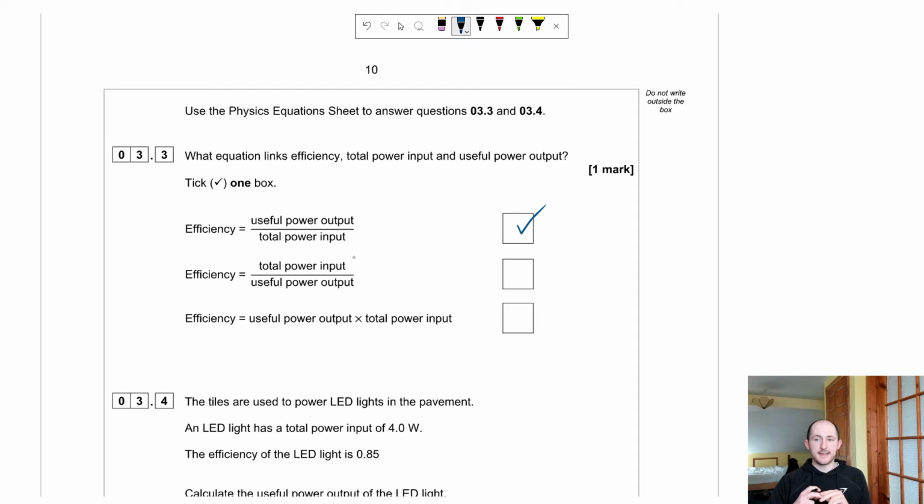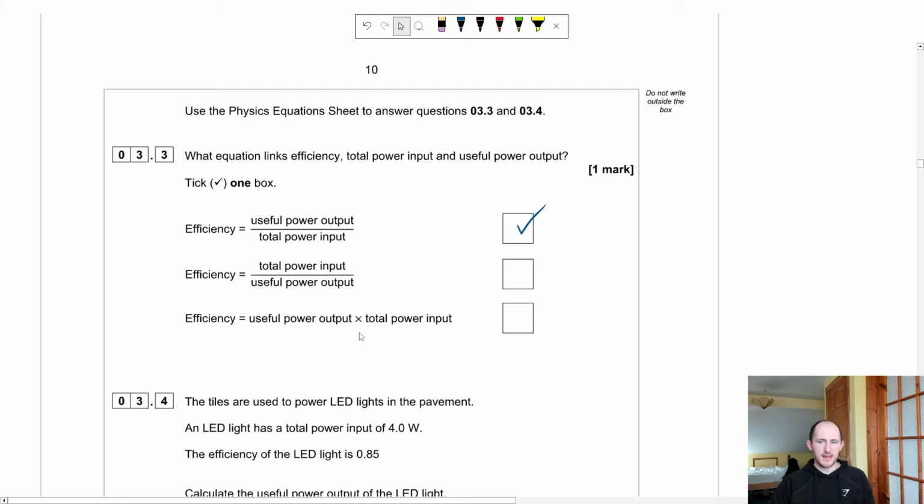Another way to think of it is that it always has to be less than 1. So total power in over useful out would have to be more than 1, right? Because let's say you put 100 watts in, the amount of useful stuff out is always going to be less than 100. It's not going to be more than 100, that's for sure. Because somehow you're getting more energy out than you put in. That would like break the universe.